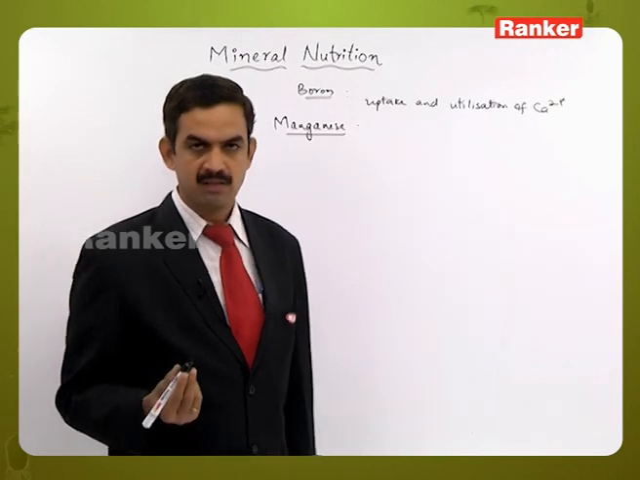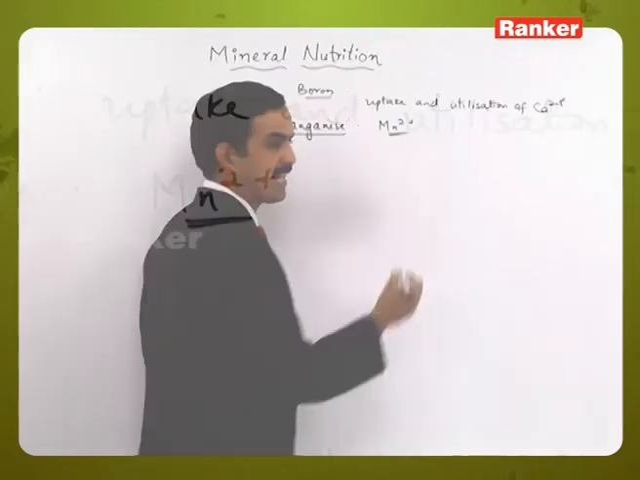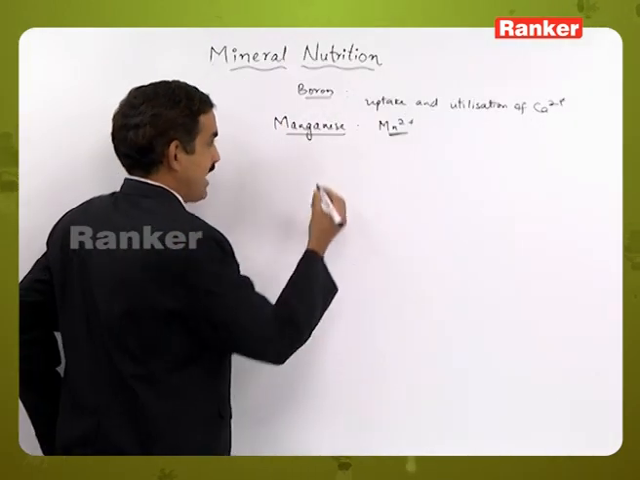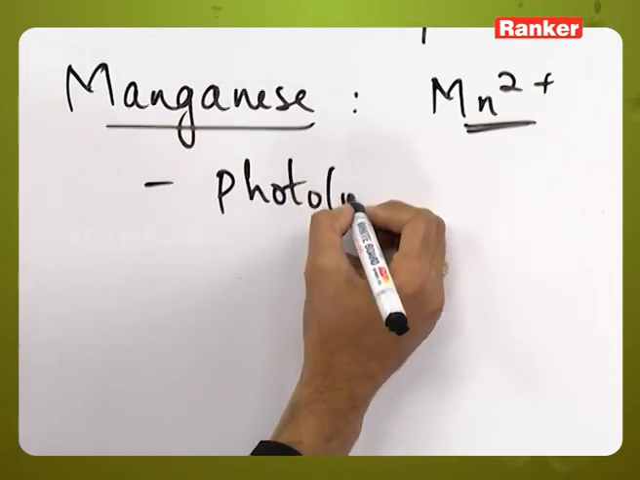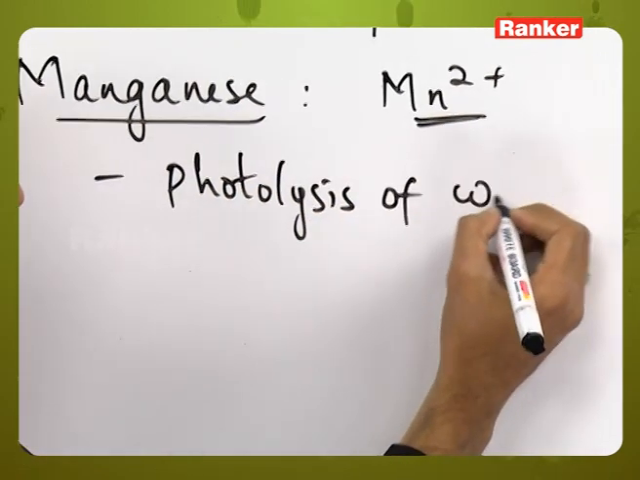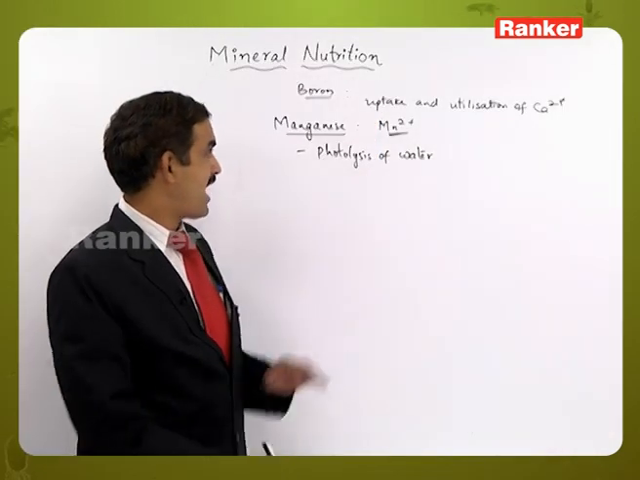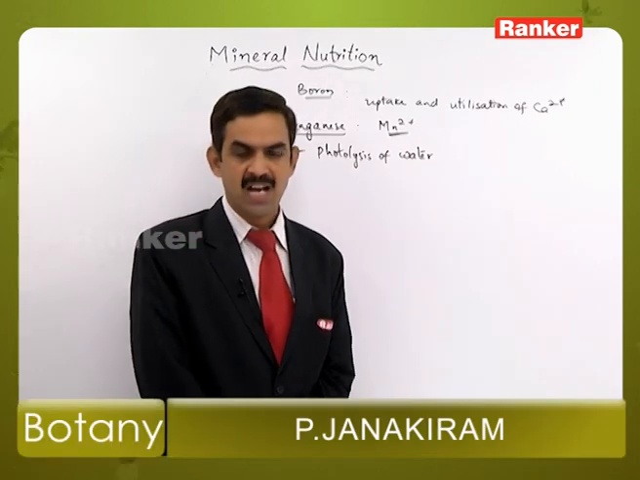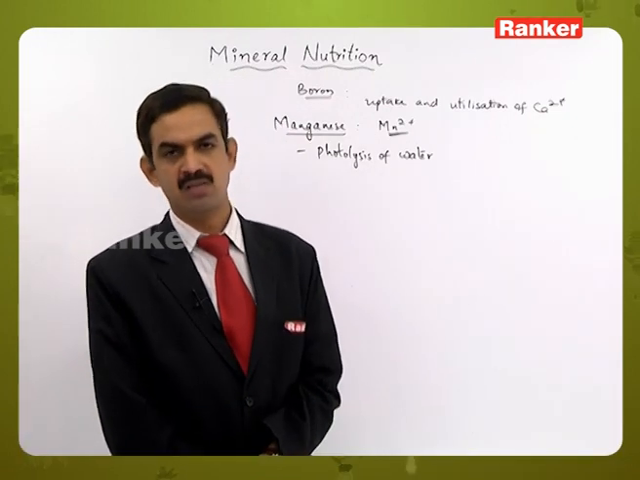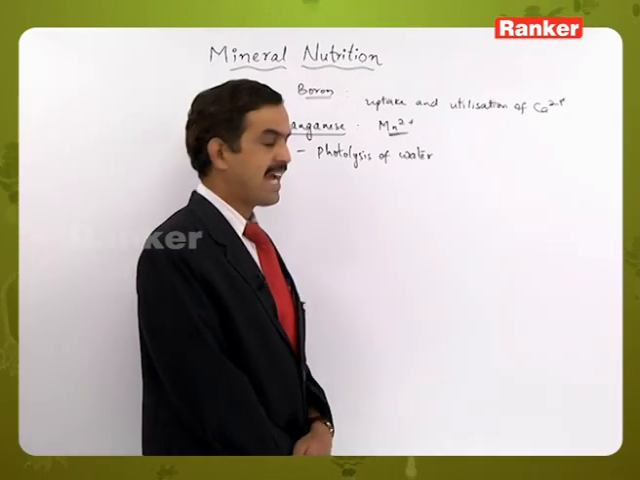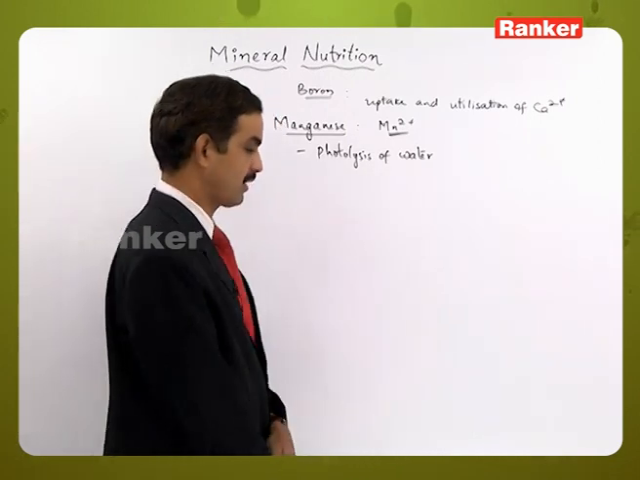Manganese is absorbed by the plant in the form of Mn+2, the manganese ion. Manganese is required for photolysis of water, along with other elements. Manganese is a part of the oxygen evolving complex, which helps in the splitting of water in the presence of light, to release the electrons for providing to the photosystem.